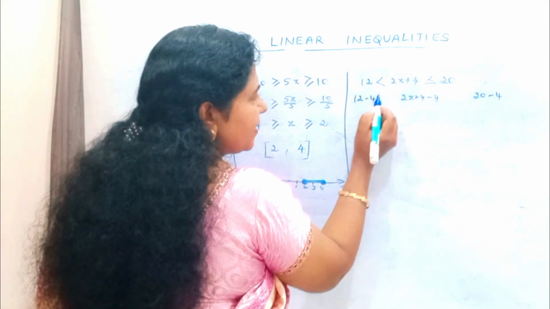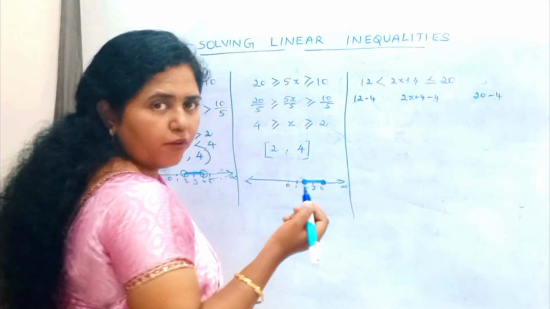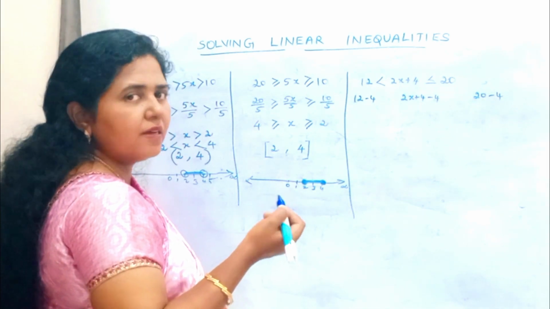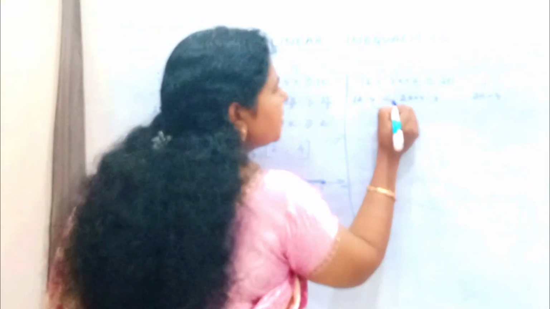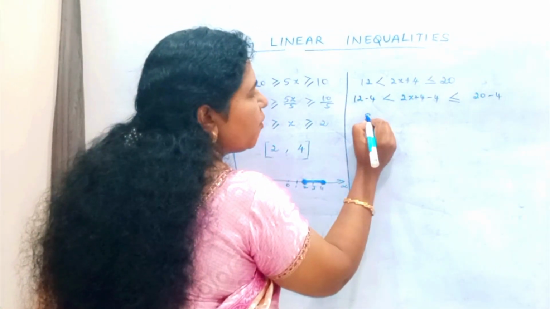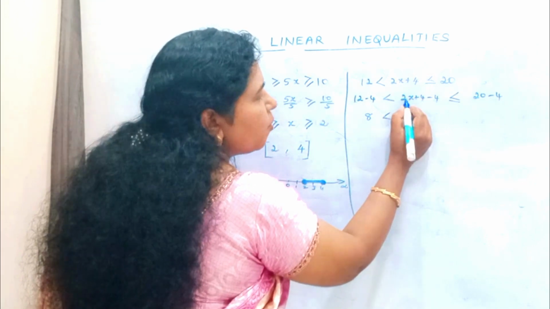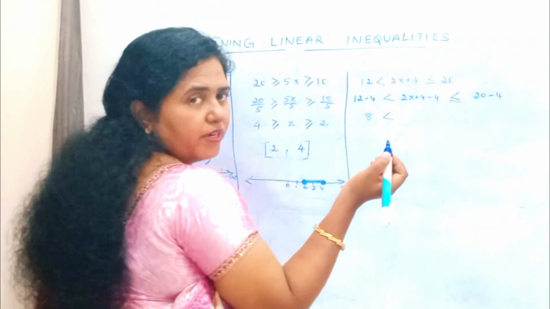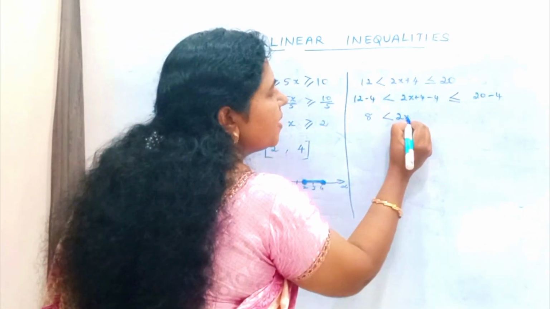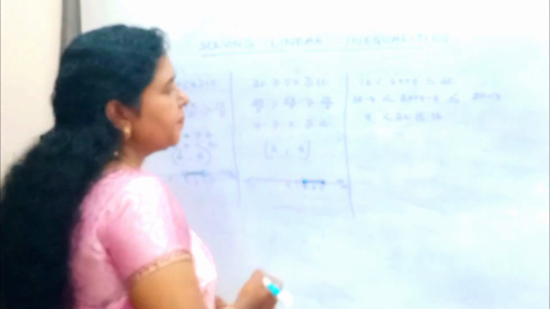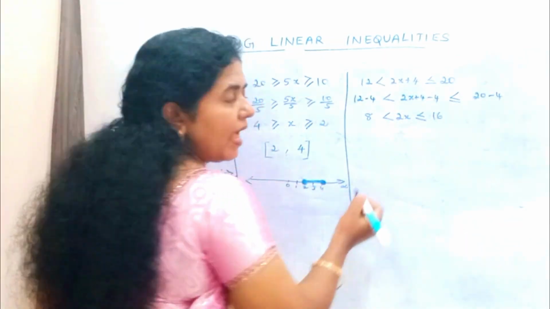Now here it is less than. I have subtracted 4 from all the terms, so the sign of inequality doesn't change. So it becomes the same, less than or equal to. Now 12 minus 4 is 8, less than 2x plus 4 minus 4, which is 0, so it becomes 2x, less than or equal to 20 minus 4, so it is 16.